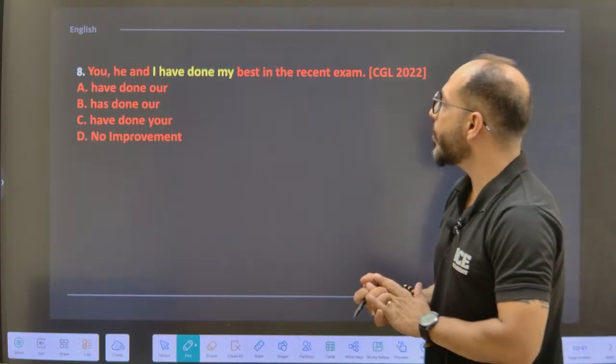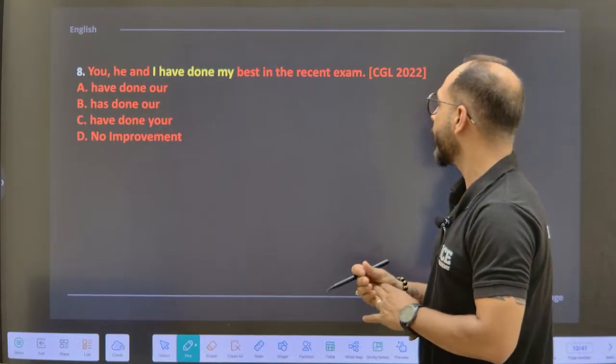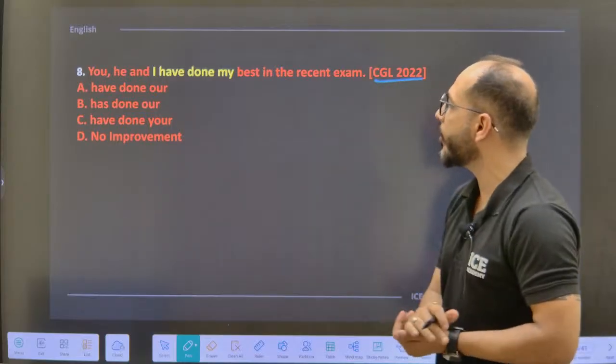Question number 8. You, he and I have done my best. This is a recent exam, CGL 2022 question.